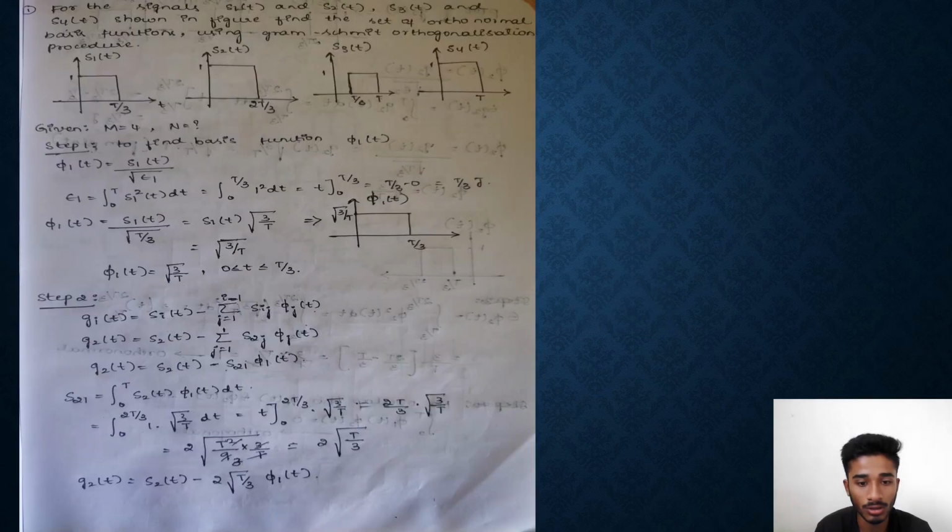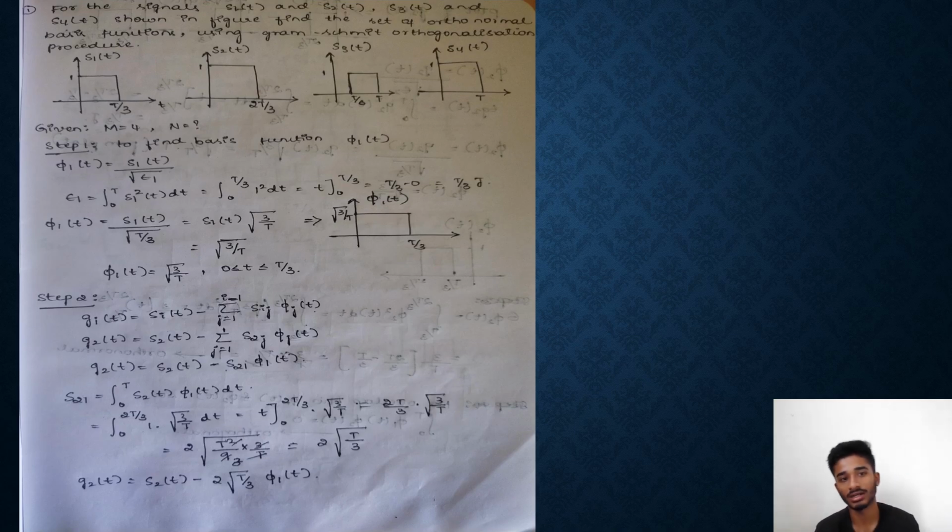So we have moved on to our next slide, and what we can see here is four figures: S1 of t, S2 of t, S3 of t, and S4 of t. The amplitude of all the figures is 1, but the time frame is different. The first one is between 0 to T by 3, the second is between 0 to 2T by 3, the third one is between T by 3 to T, and the fourth one is between 0 to T.